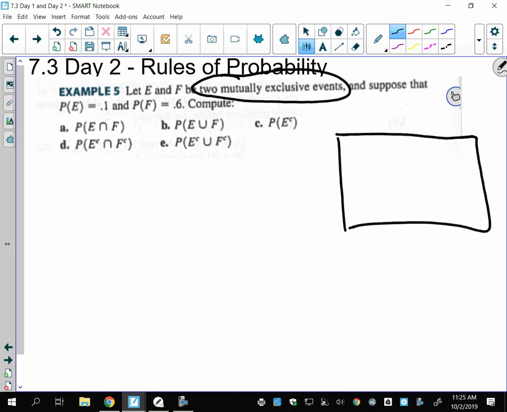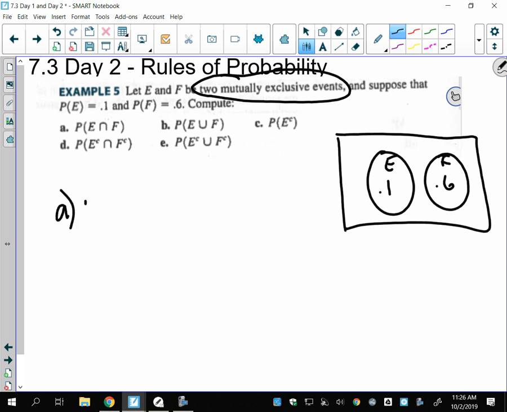The fact that they're mutually exclusive, remember, means that they have no intersection. So the probability of E happening is 0.1, and the probability of F happening is 0.6. Think about that as you're doing this. So for A, what's the probability of E intersect F? Well, if there is no intersection for E and F, the chances of both of them happening at the same time, it can't happen, right? So that's the probability of 0.